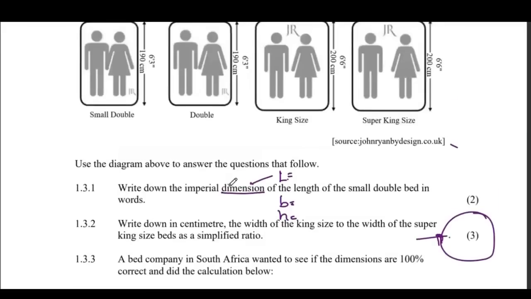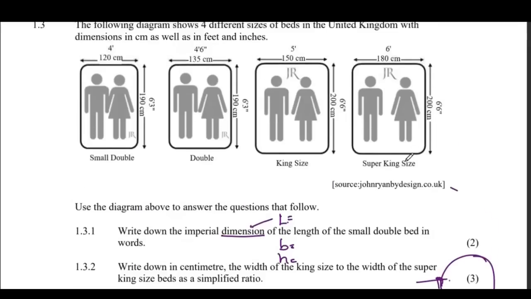So here they're saying write down the imperial measurements or imperial dimensions of the length of the small double bed in words. So you give the answer in words. The imperial ones will be the ones on top. For example, look at this. This is imperial. These are feet. Then down, this is what we call metric, the ones that we usually know. The centimeters, meters, kilometers, millimeters, those are metric. But when we look at feet, inches, those are imperial. That's what they're trying to tell us.